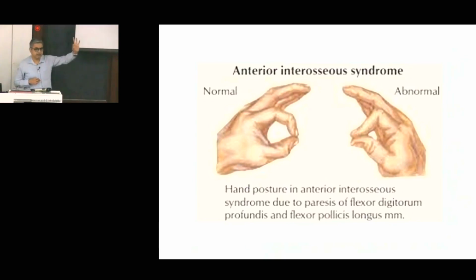Asking for the OK sign: if normal, the person will be able to make an OK sign. But in case of paralysis, the person will make an adduction. He uses the adductor pollicis, which is supplied by the ulnar nerve, with flexion at the metacarpophalangeal joint and extension of the interphalangeal joint. He uses intrinsic muscles and adductor pollicis, so it makes this action instead of OK. So if he is making this sign, it means the anterior interosseous nerve is paralyzed. If he is making the OK sign, then it is normal. That is how you differentiate various muscle injuries and test the muscles.